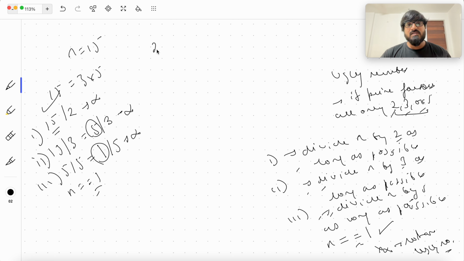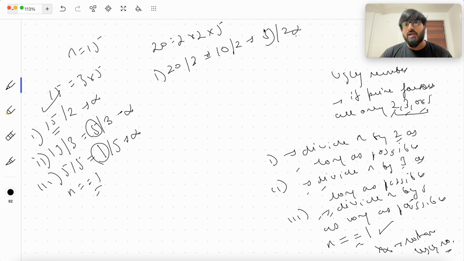For example, let's take 20, which is 2 into 2 into 5. We try to divide 20 by 2 as long as possible. So 20 by 2 is possible, yes, 10. 10 by 2 is possible, yes, we get 5. 5 by 2 is possible? No. So n is 5. In the next step, we try to divide 5 by 3. Not possible, so n is still 5. In the last step, we try to divide 5 by 5. True.